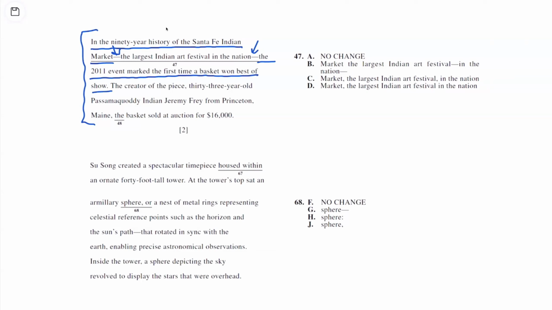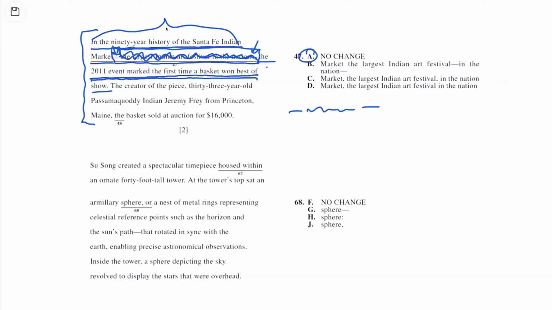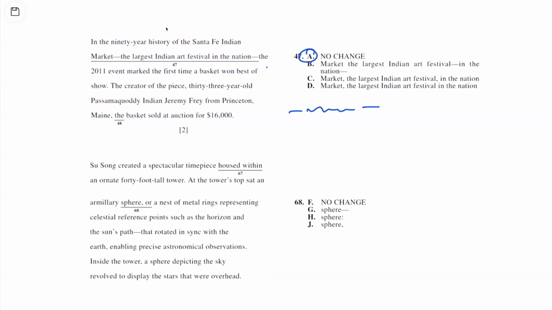Best of Show. This portion right here, set off by those M dashes, is the parenthetical information, meaning it's extra information that you could essentially pull out and the sentence would read just fine on its own. The actual independent clause here is the 2011 event marked the first time a basket won Best of Show. That's the independent clause. This part up here is the intro clause. I'm telling you some information, but this portion here that I've kind of scratched out is set off properly with those two M dashes in the middle of the sentence. So A, no change, is actually correct here because it works.